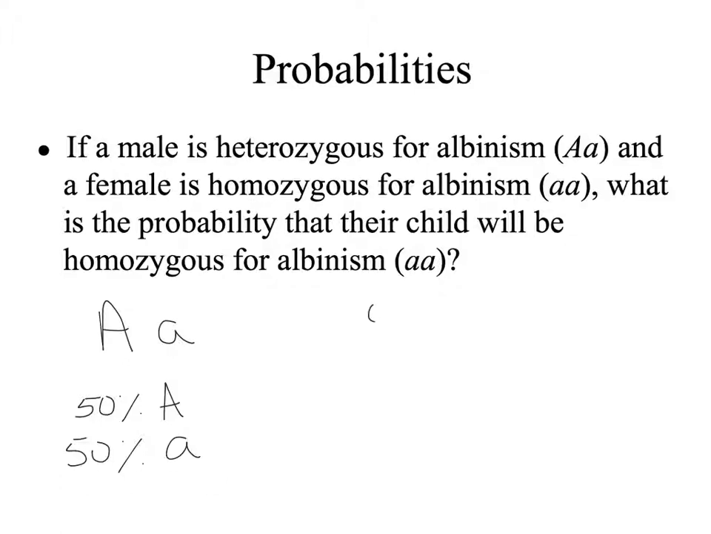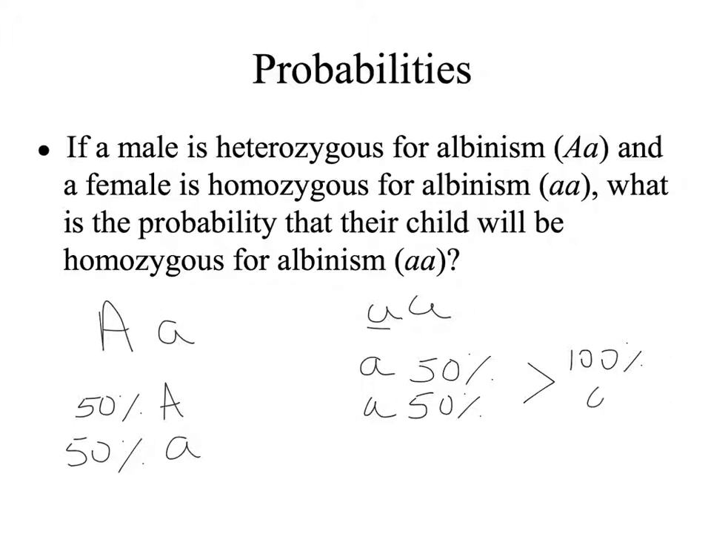In the mother, her genotype is homozygous recessive, so because these alleles are segregated, there's a 50% chance of having the first little a in an egg cell and a 50% chance of having the second a in an egg cell. Because these little a's are indistinguishable, we can say that there is 100% chance that the female will pass on a little a to her offspring.